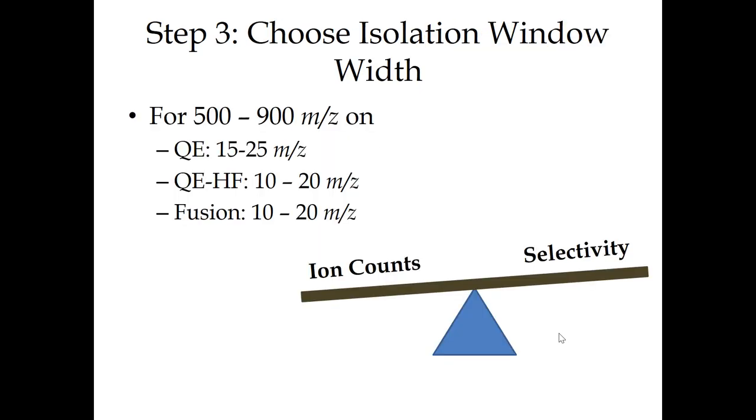Next is choosing the isolation window width. For a 500 to 900 M over Z method, generally my recommendation would be on a Q-Exactive or a Q-Exactive HF, I would use a 20 MZ wide isolation window. And on the Fusion, I would also use 20, but on a Fusion Lumos, I would use 10. And I'll explain why that is in a bit.